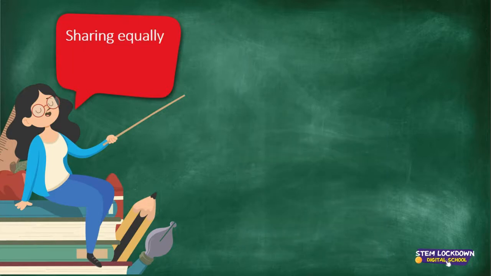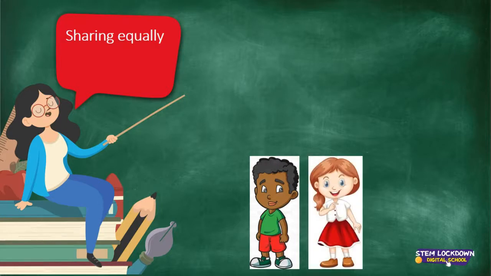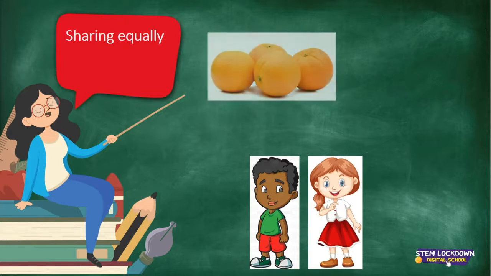All right, so let's get sharing. How do we share? Here we've got a little boy and a little girl. Okay, you can name these children. I'm not going to give them names. You can decide whether you want to give them names or you don't want to give them names. It's entirely up to you. Okay, you can decide.